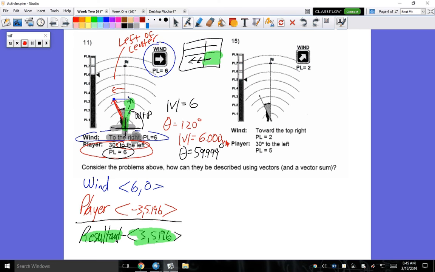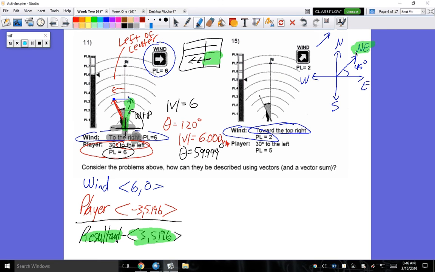It says toward the top right, there's a wind, and you notice the wind. It's going this direction. Okay, it's showing you that vector. The power level is 2. And toward the top right, from just these words, you need to assume that top right is at this halfway 45-degree angle. Okay, so if this was north, south, east, and west, this is going like northeast. So northeast could be synonymous with toward the top right.